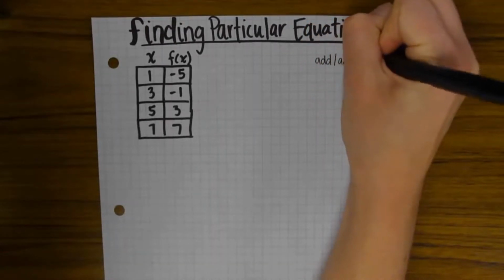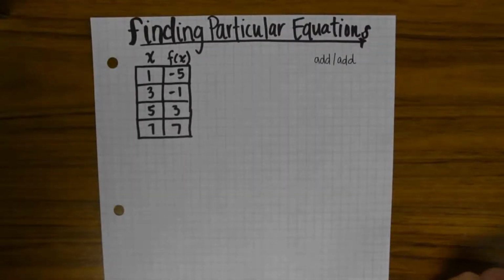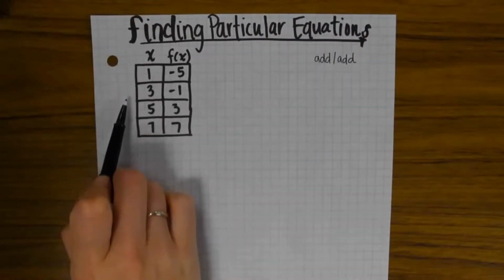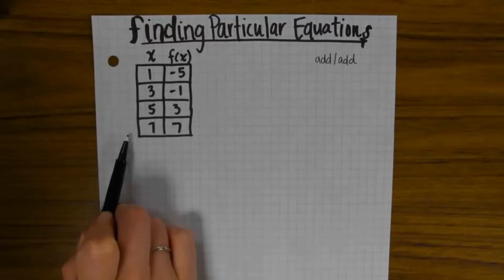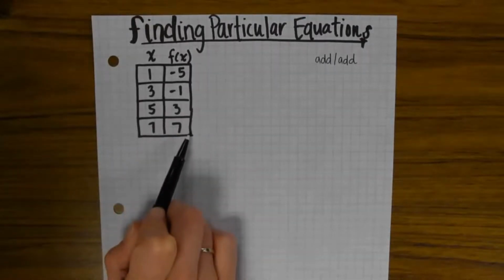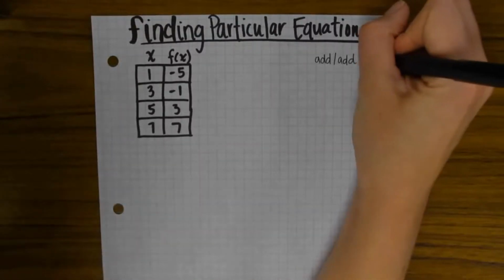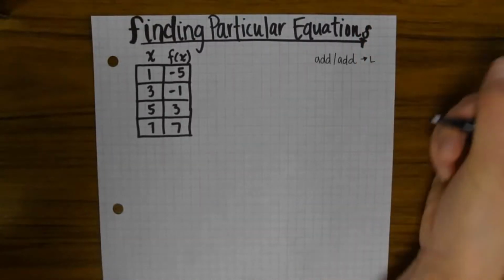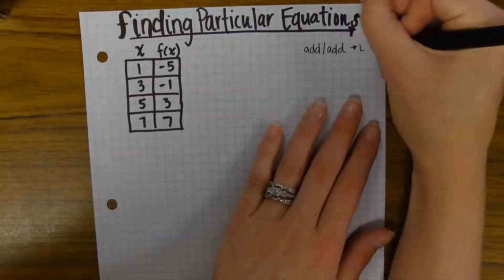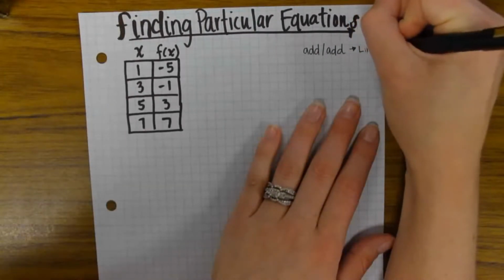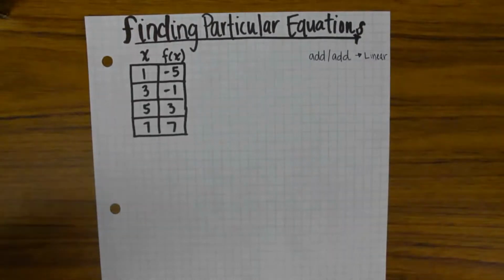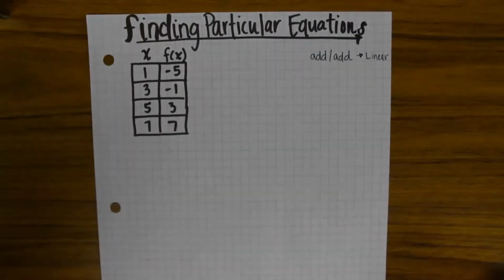pattern. An add pattern is when, as you increase your x values, it's adding at a constant rate, and your f of x or your y values are also going up at a constant rate. That would indicate that we have a linear function. I'm just going to write out linear. There's enough room. That would indicate that this table is a linear function.